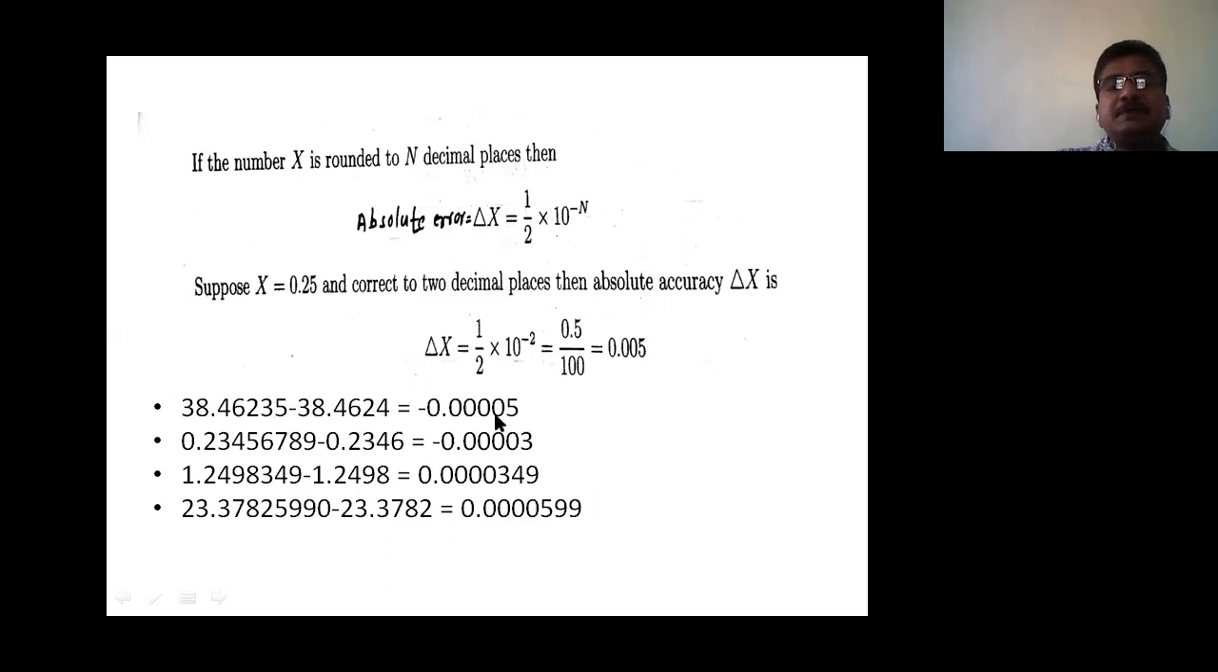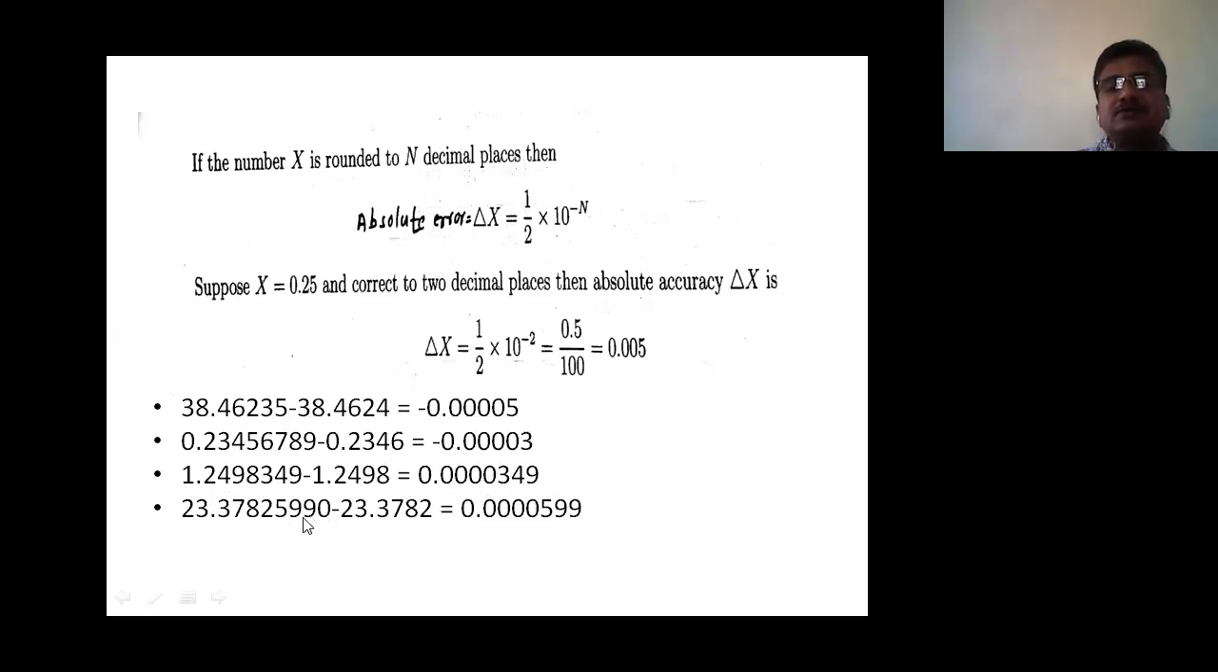And so what is the difference between these two? It is 0.00005. If we subtract the first number from the second number, then we get the answer positive 0.00005. Okay, so also this number is rounded to 4 decimal places, and then we have this difference 0.00003. This number is also rounded to 4 decimal places. We have the answer positive 0.000049, that is 0.0000 something.